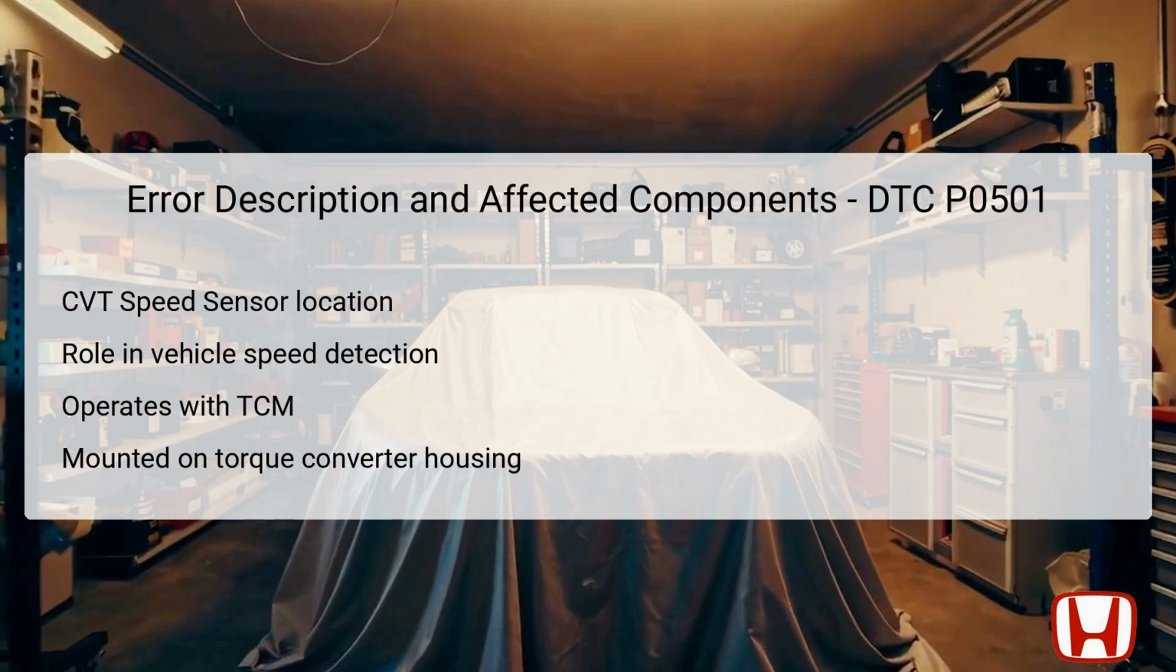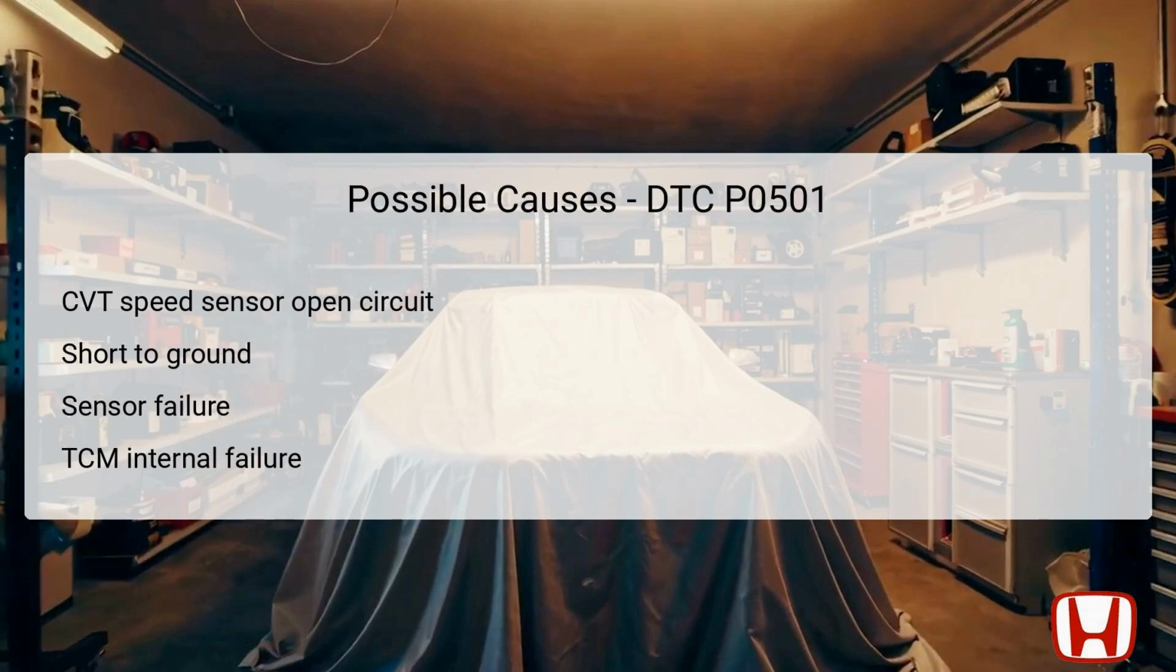Therefore, the placement and functionality of the CVT speed sensor are critical for ensuring seamless vehicle operation and performance. There are several potential causes for the DTC P0501, each of which can disrupt the functioning of the CVT speed sensor. The first cause is an open circuit in the sensor, which might stem from a loose connection, broken wire, or connector disconnection. This can prevent the sensor from sending data to the TCM.